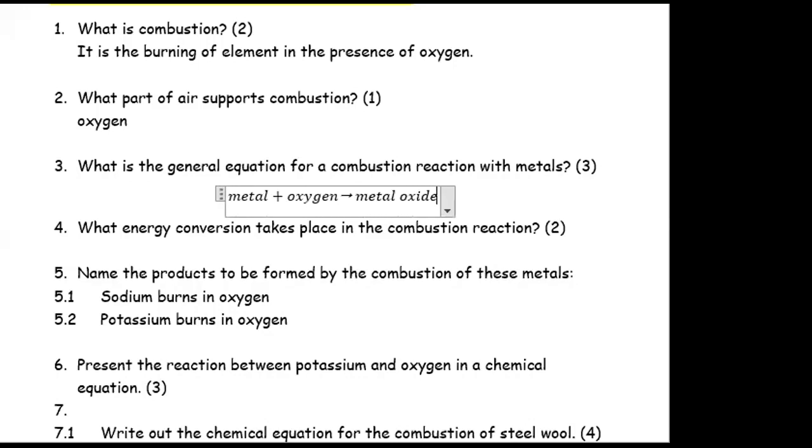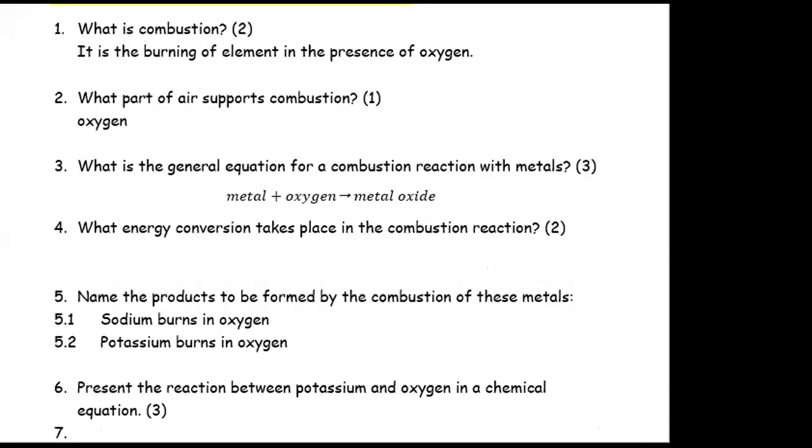Right, guys, why is this a general equation? Think of it like a mold for all metals, right? So I can put any metal here. I can do calcium, potassium, magnesium, sodium, and if I add it to oxygen, I'm always going to get a metal oxide. I'm going to get sodium oxide or calcium oxide out of it, right?